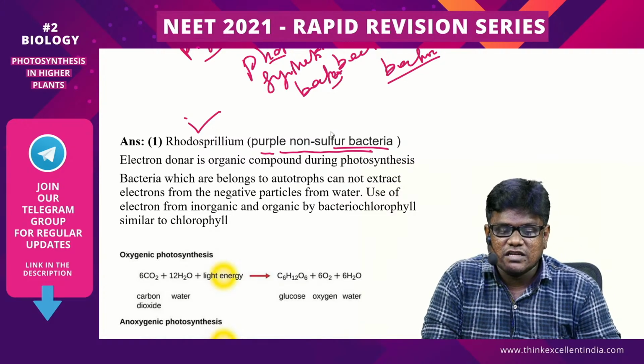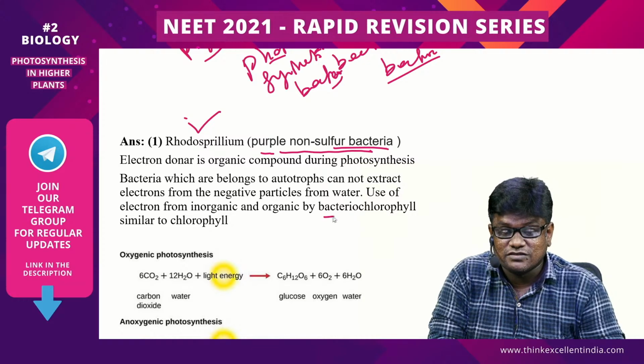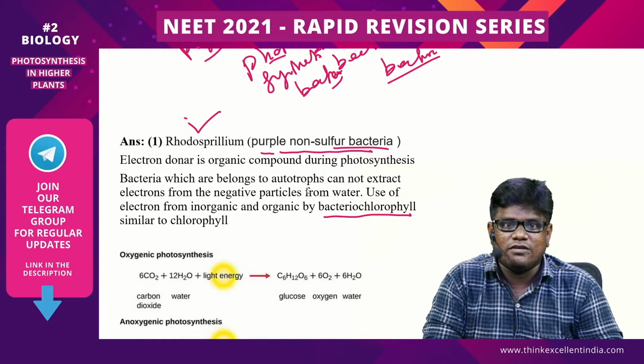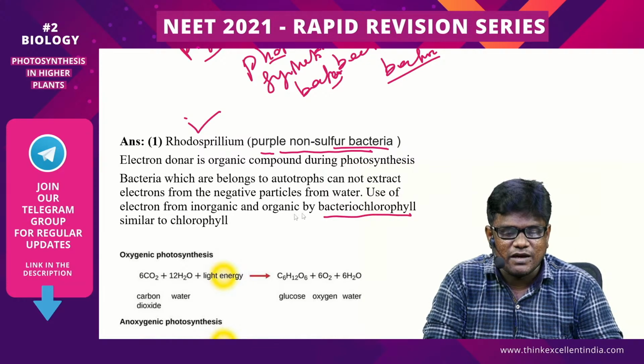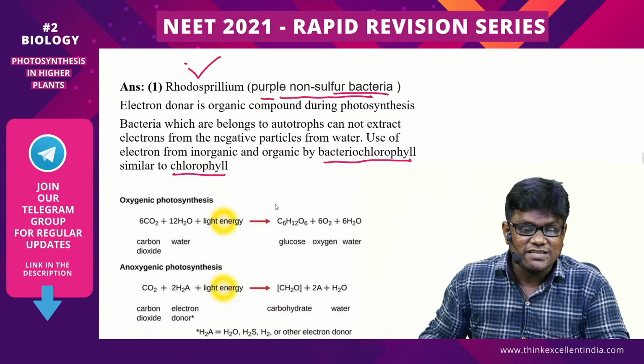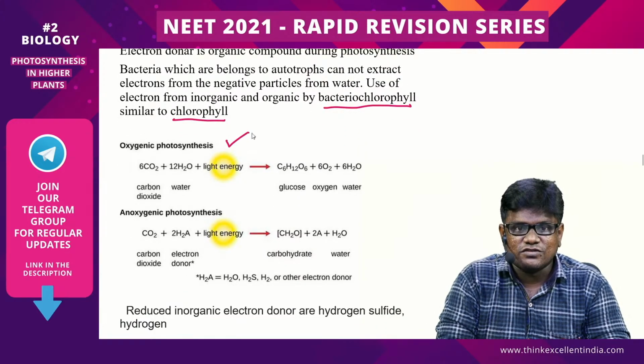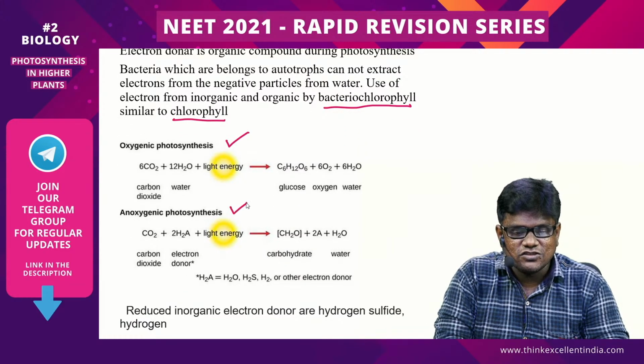So the purple non-sulfur bacteria contain a chlorophyll that is called bacteriochlorophyll. The bacteriochlorophyll is similar to the chlorophyll. See, these are the two reactions you can see. What is exactly oxygenic photosynthesis and this is anoxygenic photosynthesis.